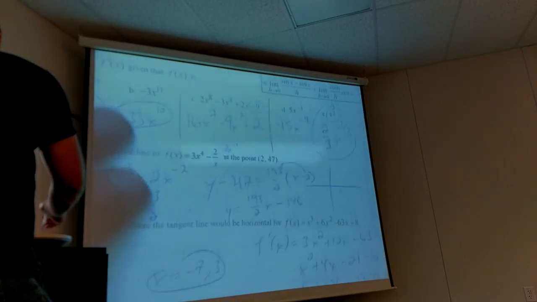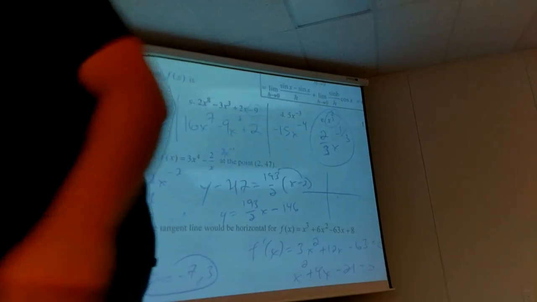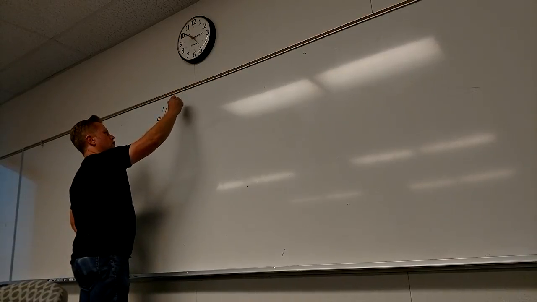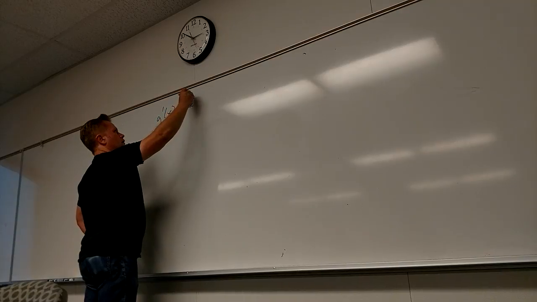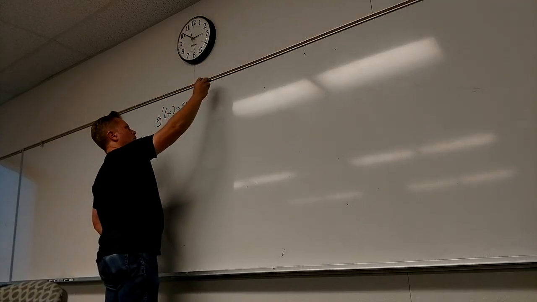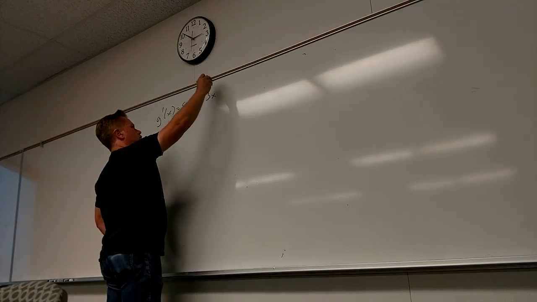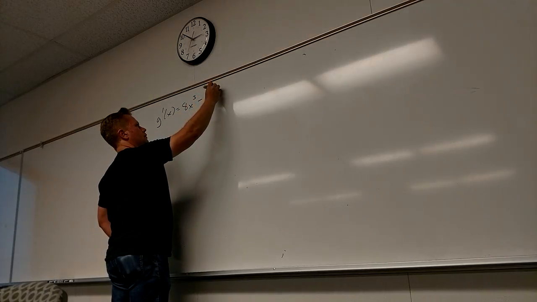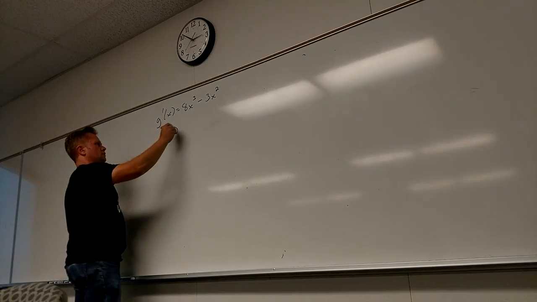Let me ask you this right now, since we just talked about this stuff. If I told you, let me do it up here. I told you that g prime of x equals, what you got, Jim? 8x cubed minus 3x squared. What's g of x?